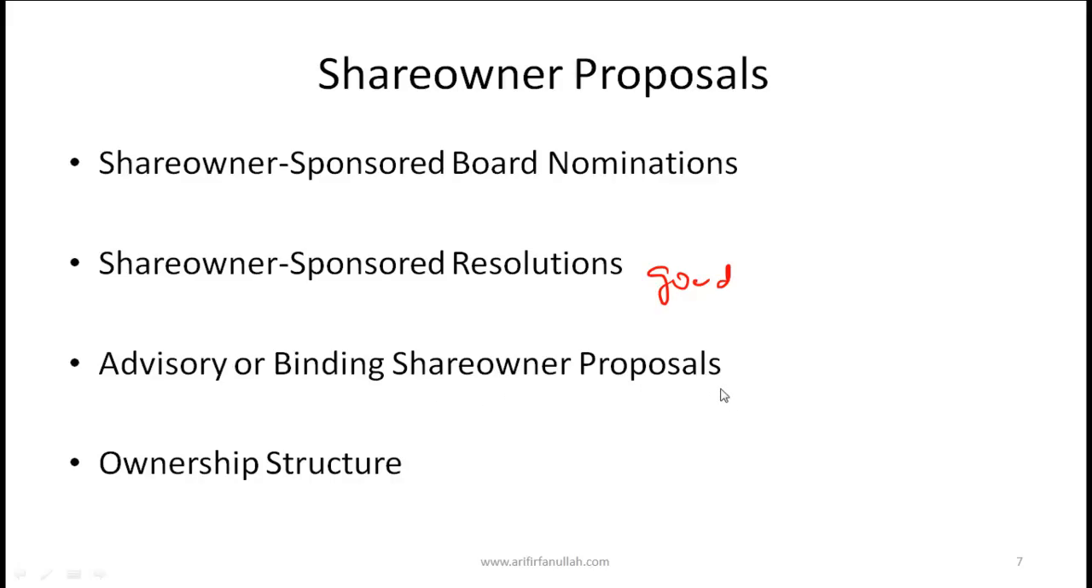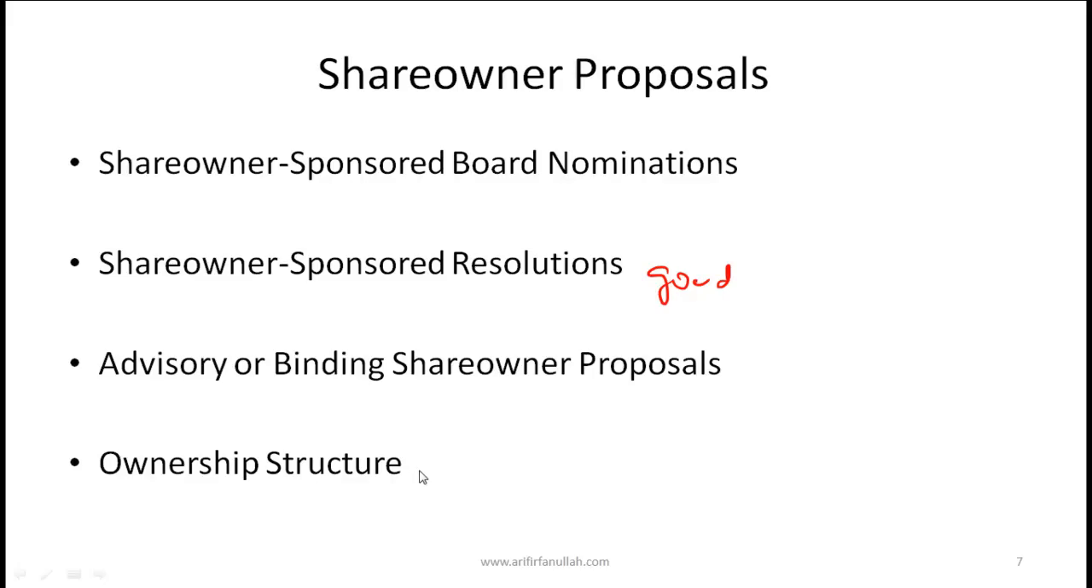If management or the board has the ability to turn down votes or turn down proposals by the shareholders, then that is bad from an investor perspective.